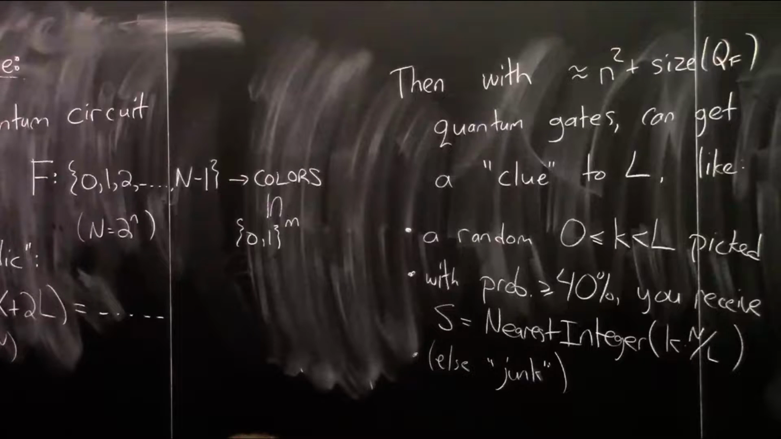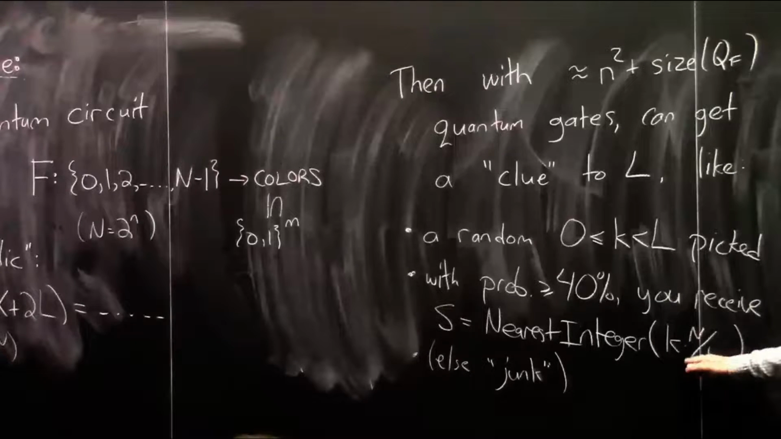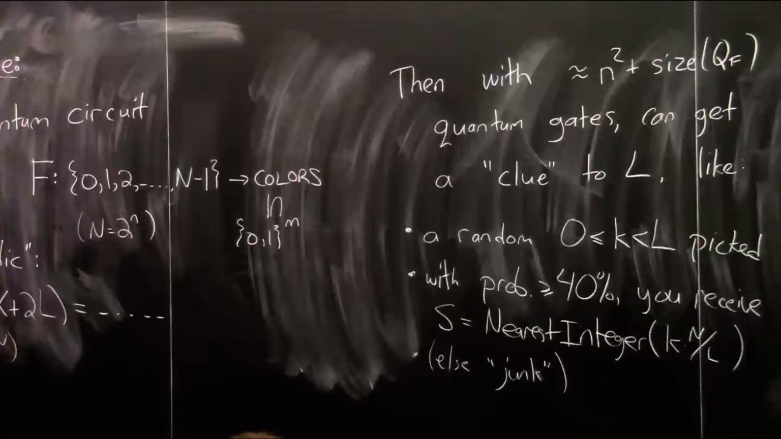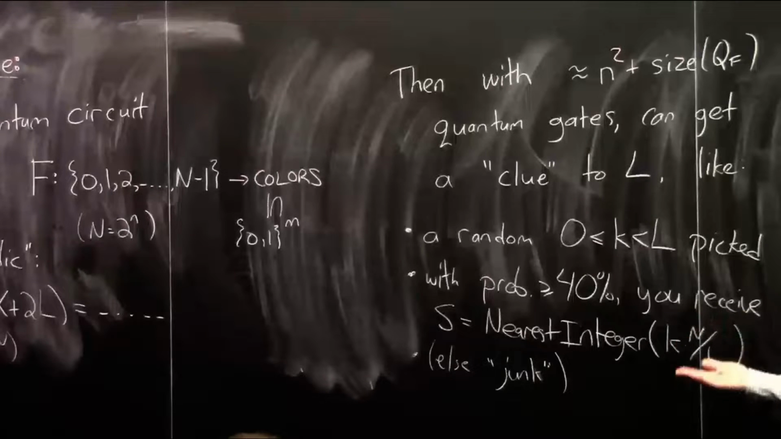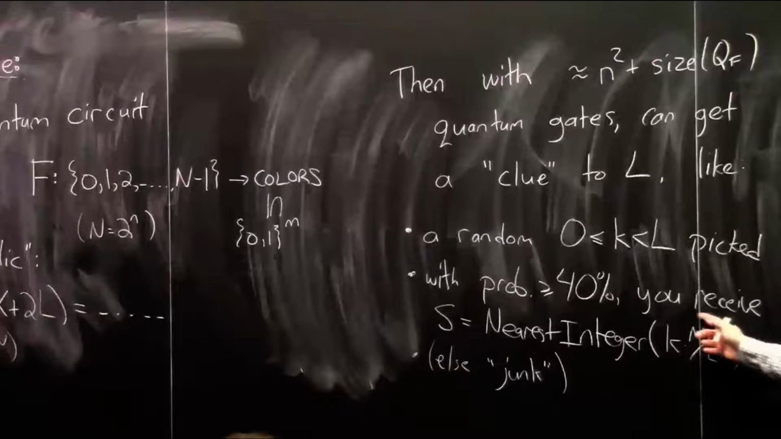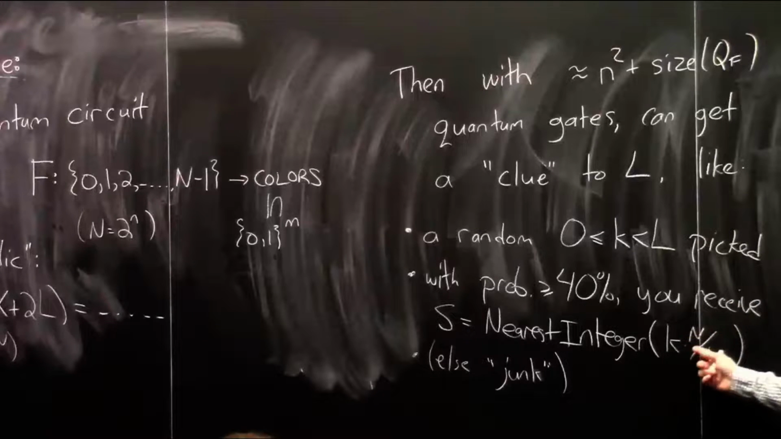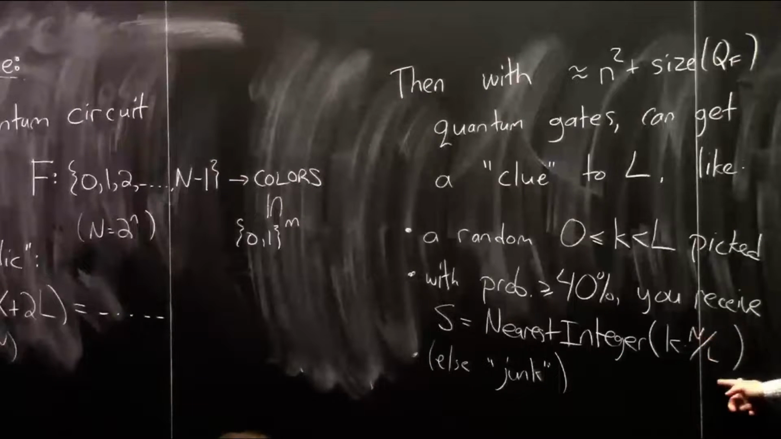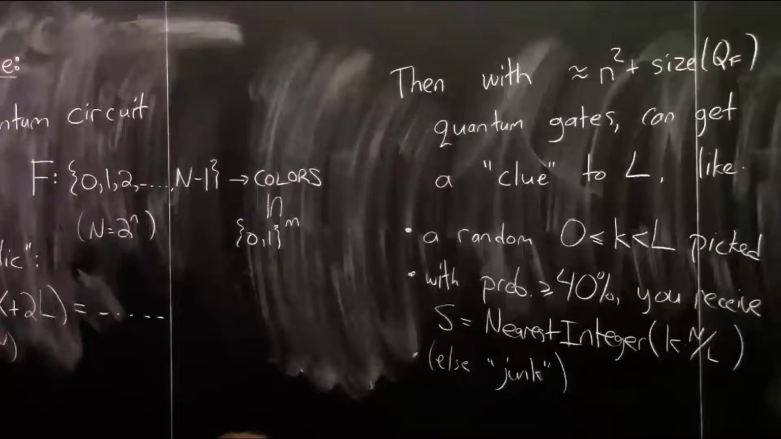Remember, in the situation where capital L divided evenly into capital N, you just got a random multiple of capital N over capital L. And from that, it was easy to derive capital L, but it was an annoying situation because if capital N is a power of 2, then only powers of 2 divide capital N evenly. But in our setup where capital L does not divide into capital N, what do you get? You basically get a random multiple of capital N over L, but rounded to the nearest integer. See, now capital N over L is not an integer anymore.